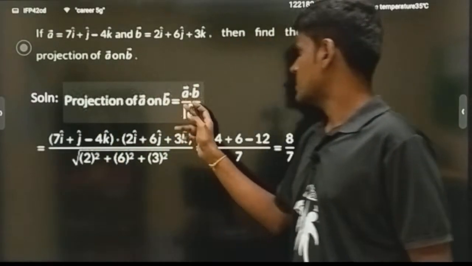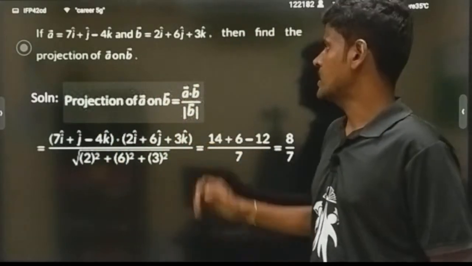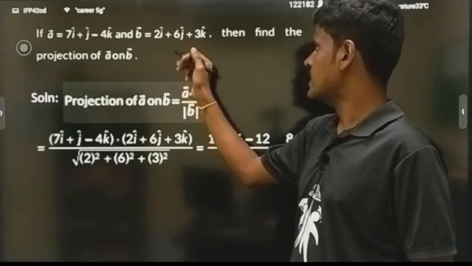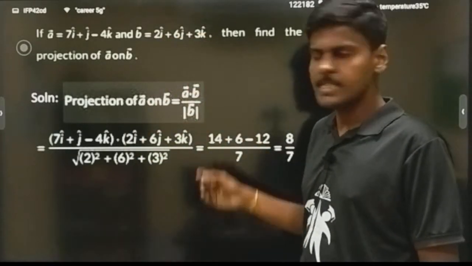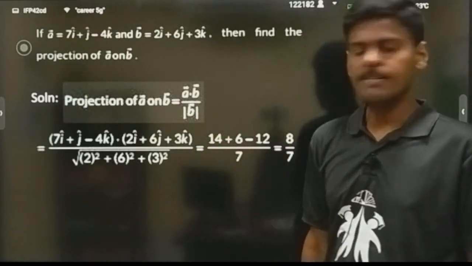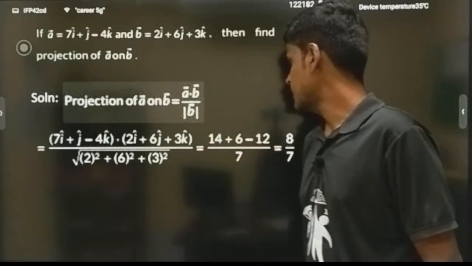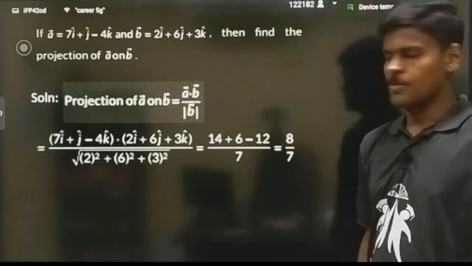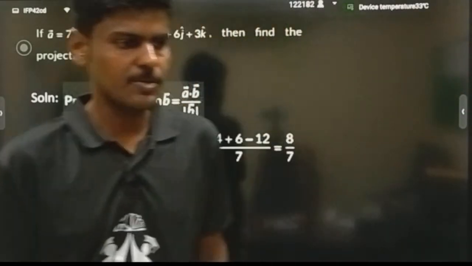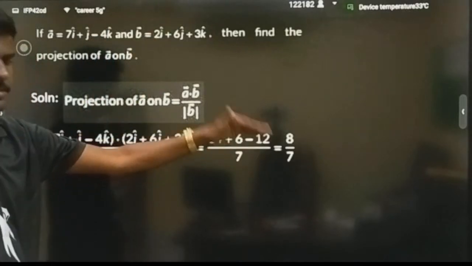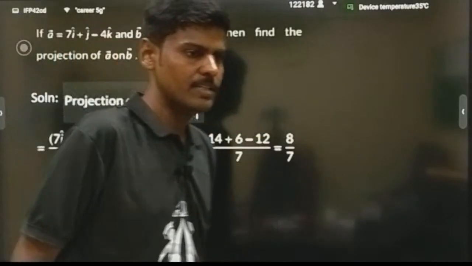Divided by modulus B. What is mod B? 4 plus 36 is 40, plus 9 is 49, square root is 7. So divided by 7. Now what is the answer? 14 plus 6 is 20, minus 12 is 8, so 8 divided by 7. Simple question, just direct substitution or application of the formula. Right?